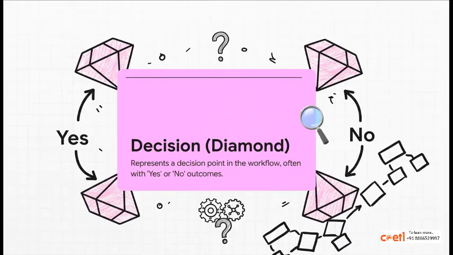This is where things get interesting, because the diamond brings logic into the mix. It represents a decision point, a question that needs an answer. Usually, it's a simple yes or no, like, is the item in stock? And depending on that answer, the process will go down one path or another.